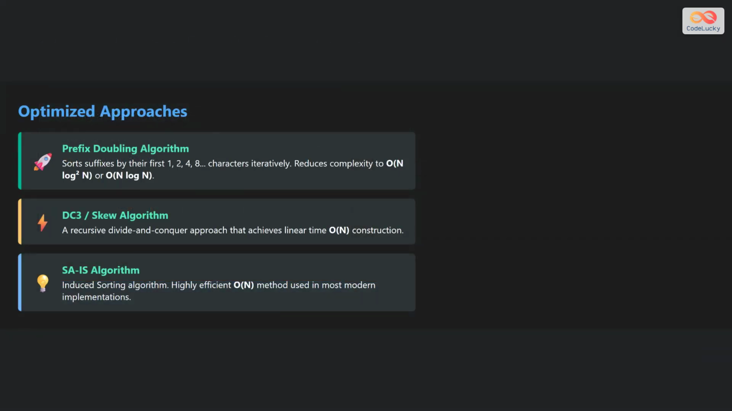To handle larger strings, we use optimized algorithms. The prefix doubling algorithm reduces the complexity to O(n log² n) or O(n log n) by sorting based on the first few characters iteratively. More advanced methods like the DC3 or induced sorting algorithms can even achieve linear time, O(n).